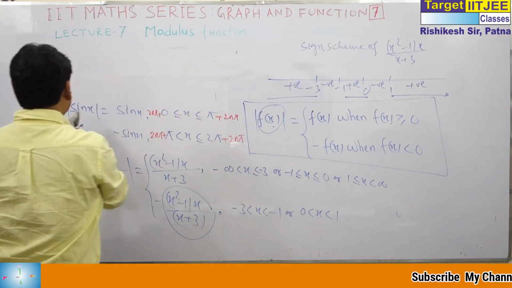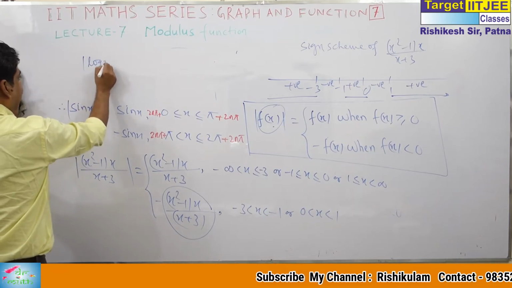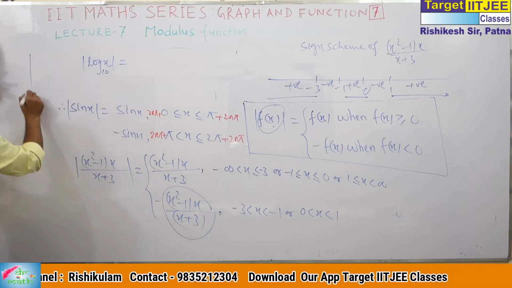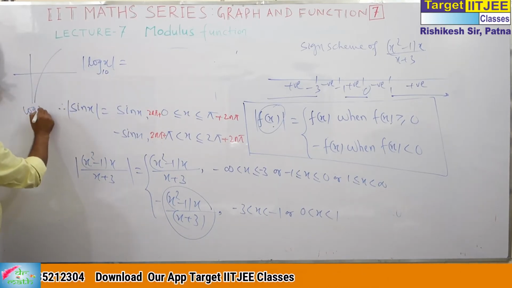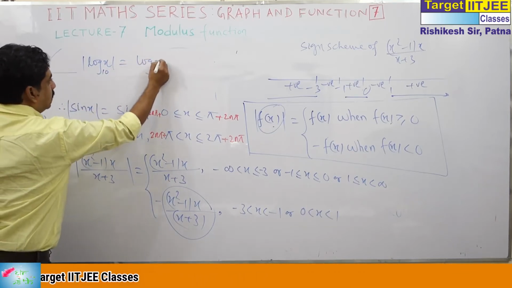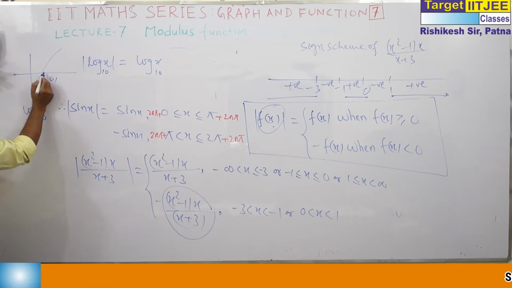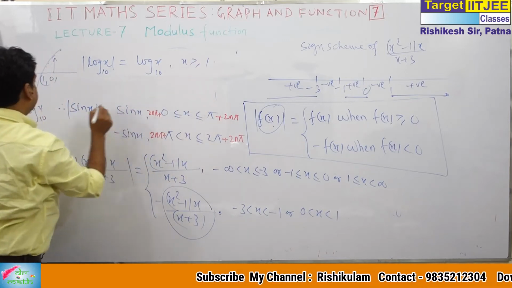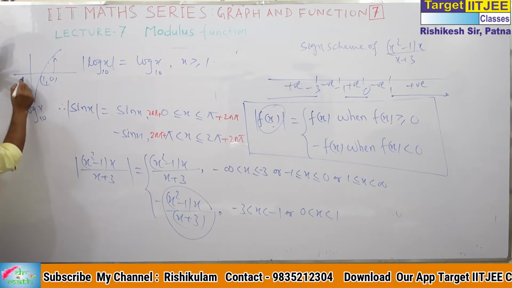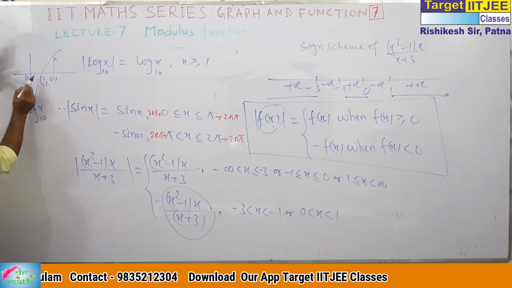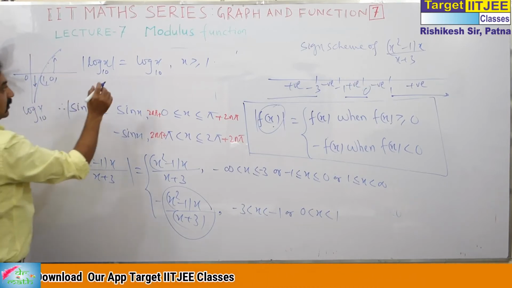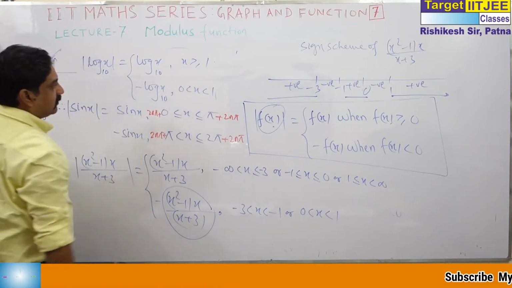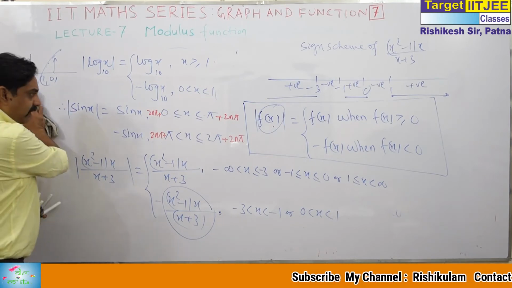Now, suppose I have to go for mod log x base 10. Can you see the graph of log x? This is the graph of log x base 10. When x is greater than or equal to 1, this graph shows positive value. And when x lies between 0 and 1, the graph is below the x axis, so this is minus log x base 10, for 0 less than x less than 1. This is the definition of modulus.